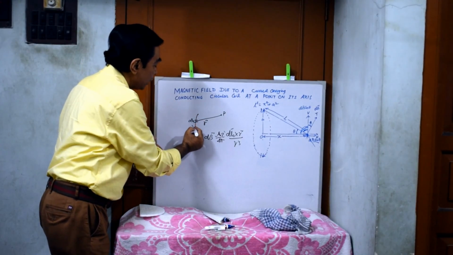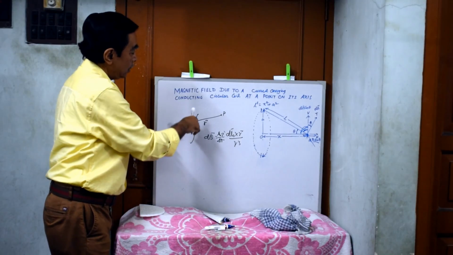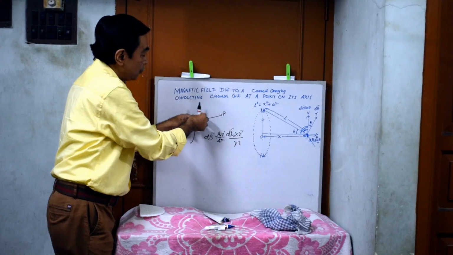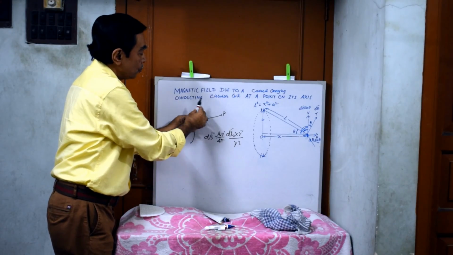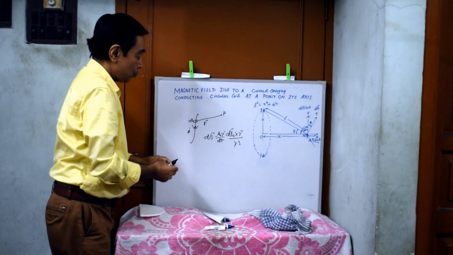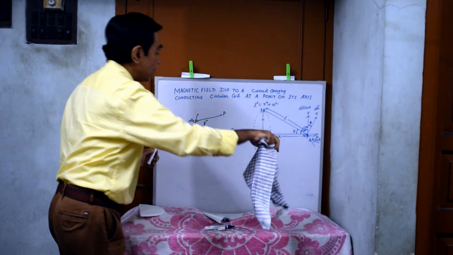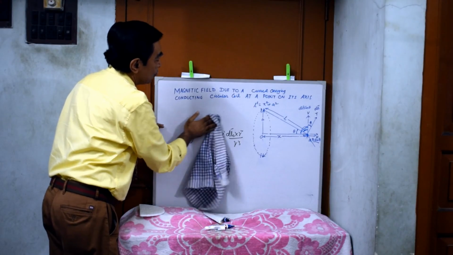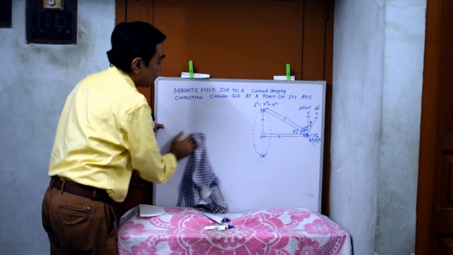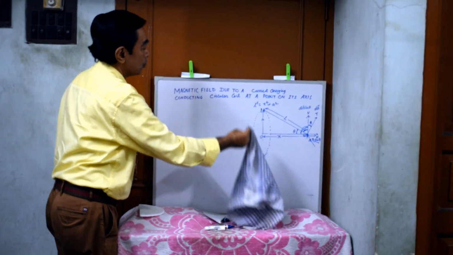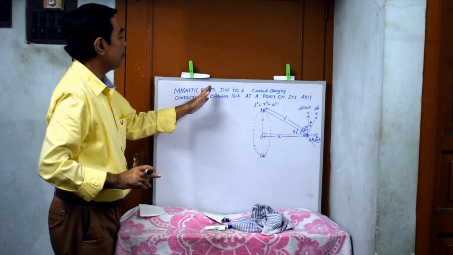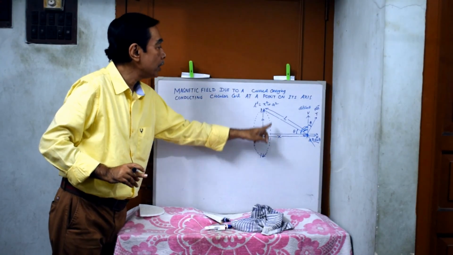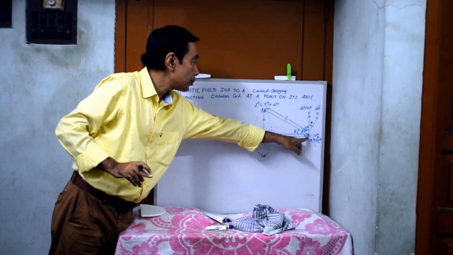If the direction of current is reversed, then dl0 is in this direction, r is in this direction, the screw is rotating in this fashion, so dl0 cross r is going towards you. So this is the direction and magnitude of magnetic field at the point P, and this is Biot-Savart's law in a nutshell. We are going to apply this law to find the magnetic field due to a current carrying circular coil at a point on its axis, say P.